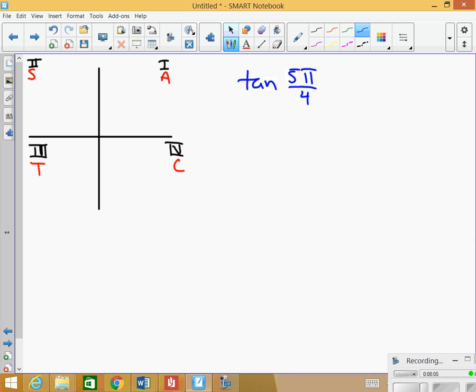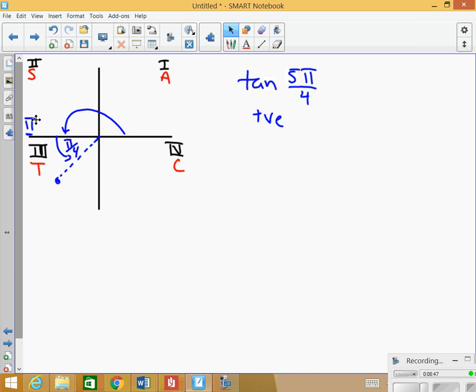How do I know it's going to be in quadrant 3? Because anything bigger than pi, which is this line right here, is going to be in quadrant 3. So it's going to be one whole pi to here, and then another pi over 4 to here. So it's in quadrant 3, it's the tan ratio, so I know it's going to be positive.